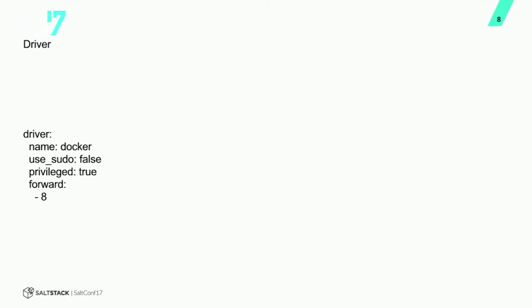This one basically says we don't want to run Docker with sudo, so it won't do sudo docker. It'll just run Docker with the user that is running Kitchen. It does create a privileged container, and this should say 80, so it's going to forward port 80 to a random port on the host Docker engine.